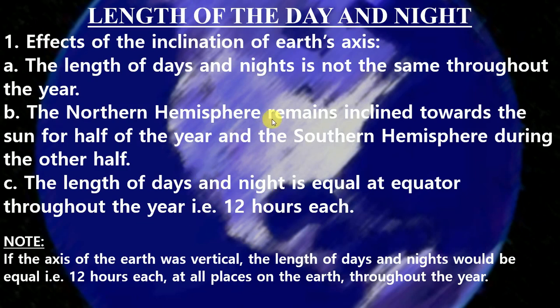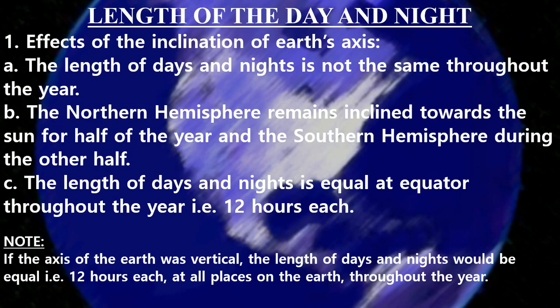What happens due to this inclination? The northern hemisphere remains inclined towards the sun for half of the year and the southern hemisphere during the other half, isn't it? And the length of days and nights is equal at the equator throughout the year, that is 12 hours each.